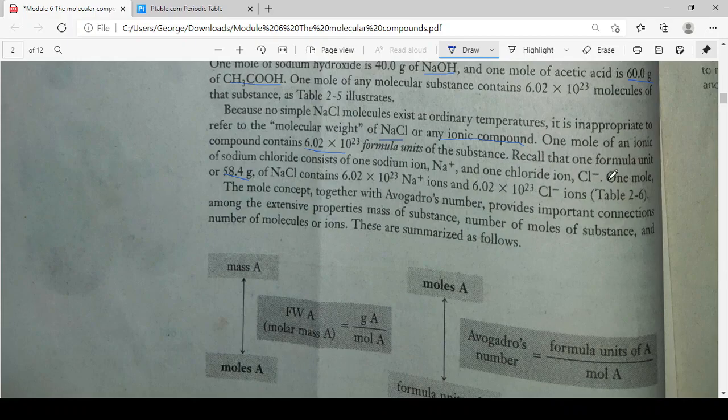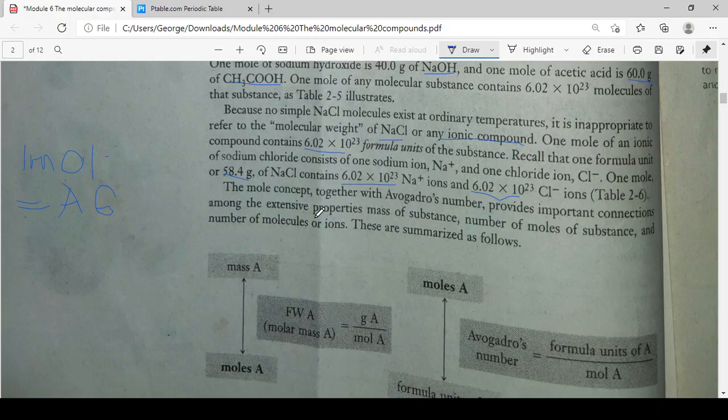So again, for every compound or every element, it is always equal to 6.022 times 10 raised to the power of 23. So our mole concept, kids, together with Avogadro's number: 1 mole is always equal to Avogadro's number, and Avogadro's number is always equal to 1 mole. Avogadro's number is 6.022 times 10 raised to the power of 23.